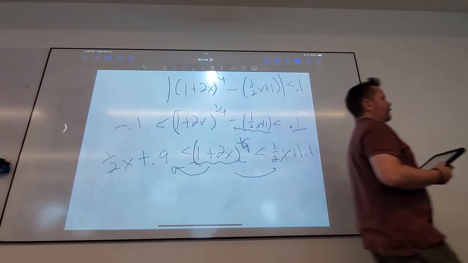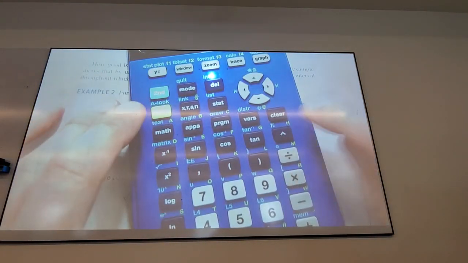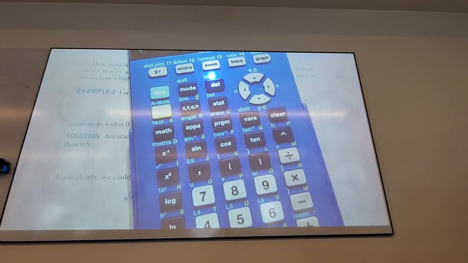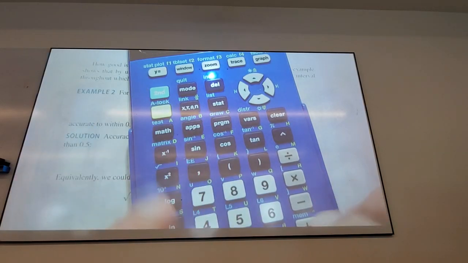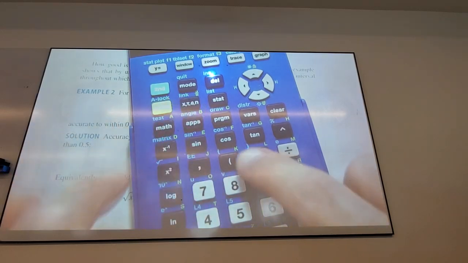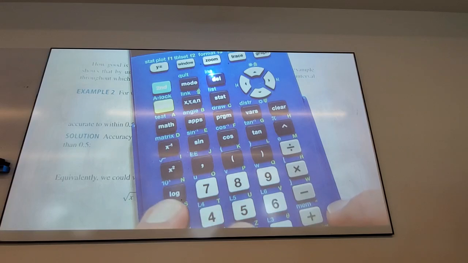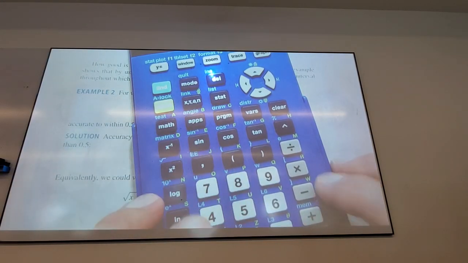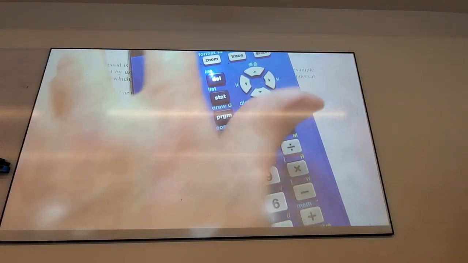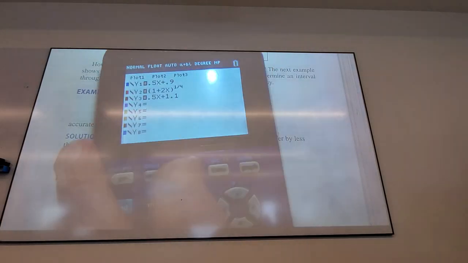So in my graphing calculator, I put in here 1/2 x plus 0.9. I put my function. And then I put my other function. I call this my ceiling and my floor. So here's my floor. There's my floor. There's my ceiling. And there's my function. So I want to know, when does it stay in the house?